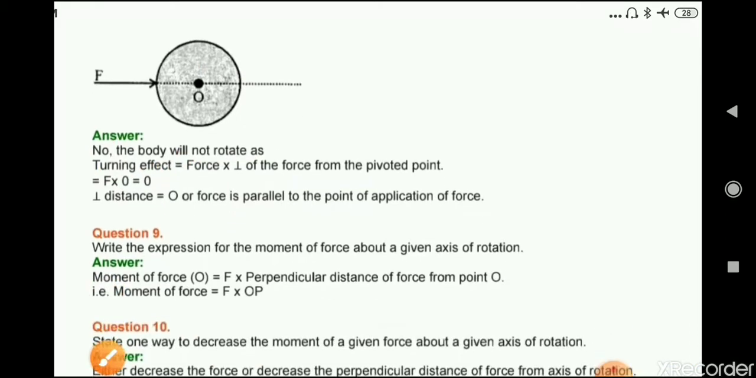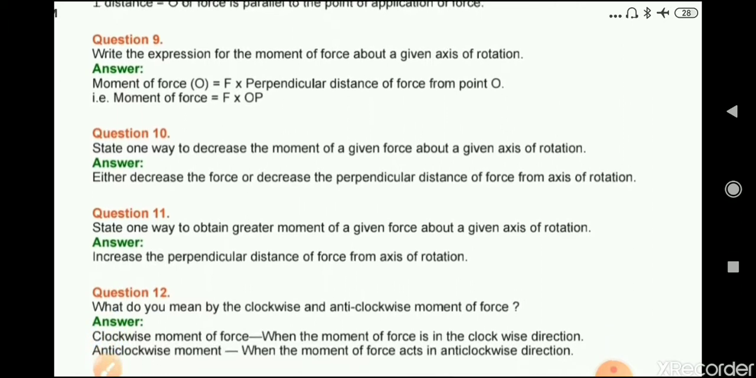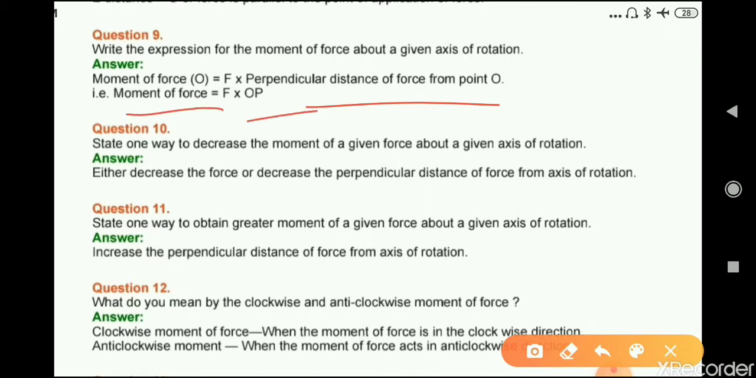Okay. Question number 9. Write the expression for the moment of force about a given axis of rotation. Answer: moment of force is equal to force into perpendicular distance of force from point O. That is, moment of force is equal to F times OP.